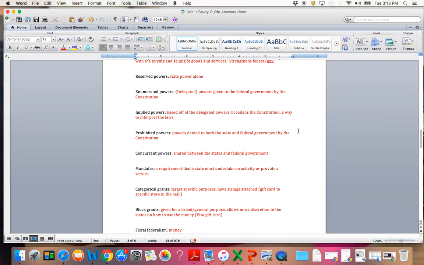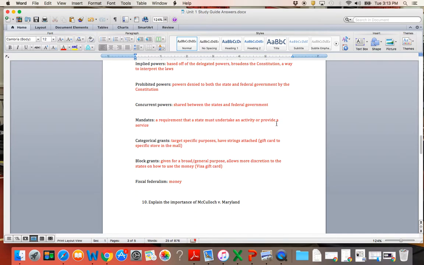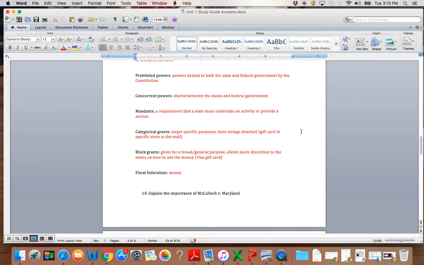Prohibited powers are any powers denied to both the state and the federal government. Concurrent powers are powers that are shared by both state and federal government, for example, taxes. A mandate is a requirement a state must undertake, or an activity they must do to provide a service for people. Categorical grants have a specific purpose. A lot of times it has strings attached. For example, we will give you money for your roads if you raise your drinking age.